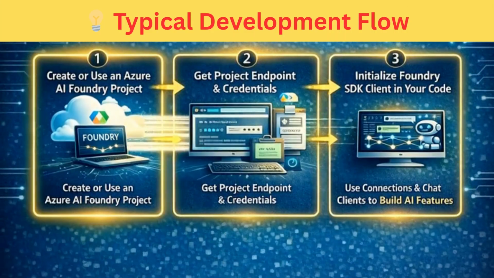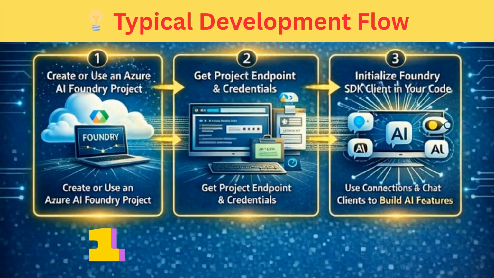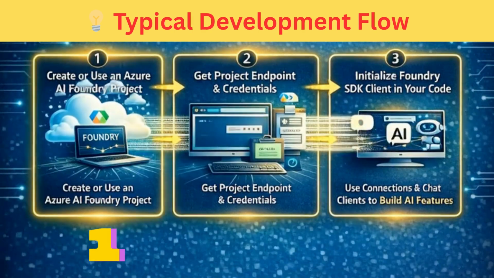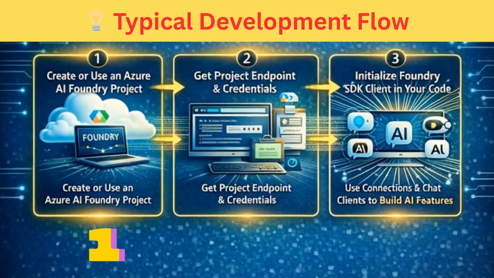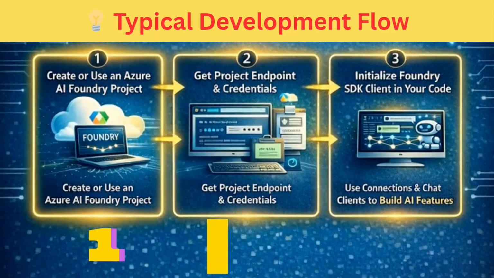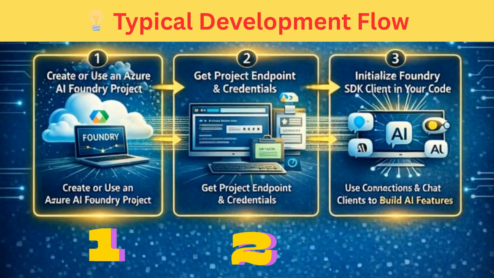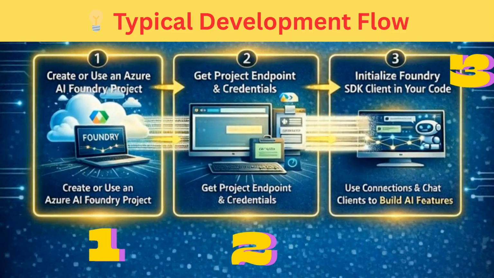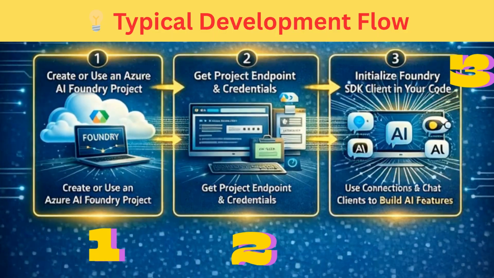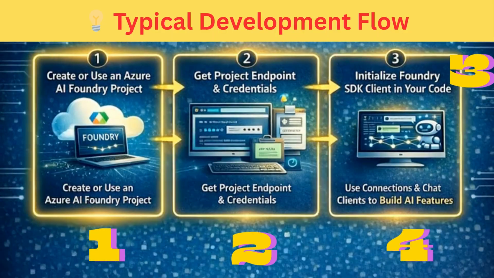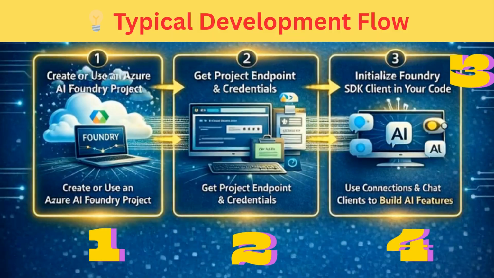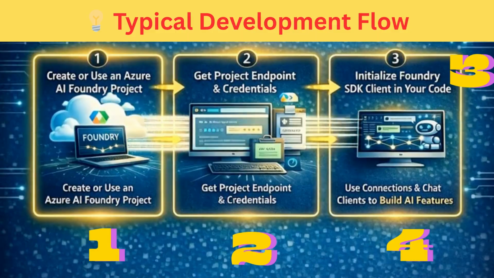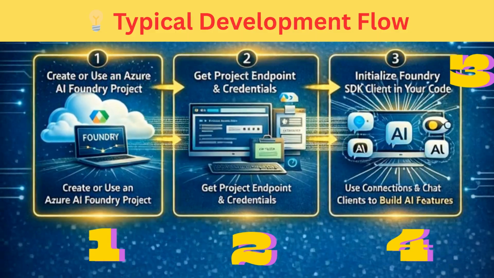Let's simplify the development flow. Step 1. Create or use an existing Azure AI Foundry project. And how to do that we have learned in the previous videos. Step 2. Get the project endpoints and credentials which is available in the Foundry project. Step 3. Initialize the Foundry SDK client in your code. And step 4. Use connections and chat clients to build AI features. Once you understand this flow, the SDK becomes very easy to understand and use.